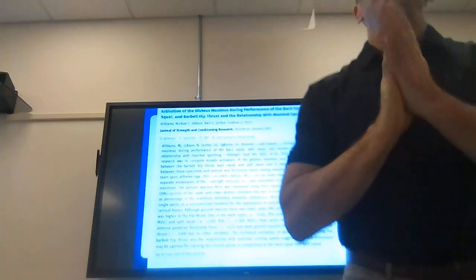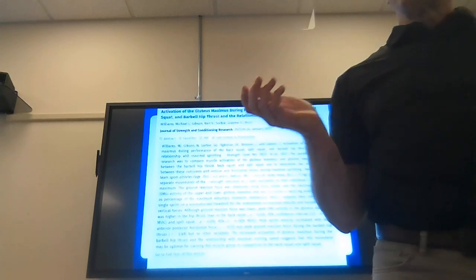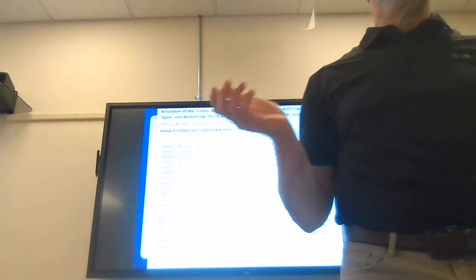Okay, what'd you learn? How high of a load were they using? For the back squat, the split squat, and the hip thrust, how heavy? It gives it to you there. See if you can find it. Equivalent to their individual 3 repetition. Yes, 3 rep max. So is that heavy? Yeah, that's heavy. How much weight you can lift 3 times for each of those lifts.